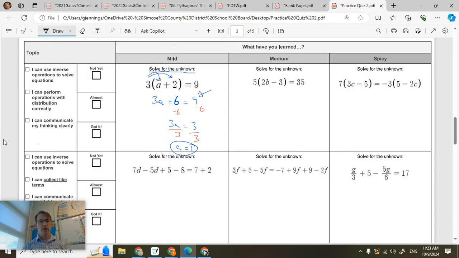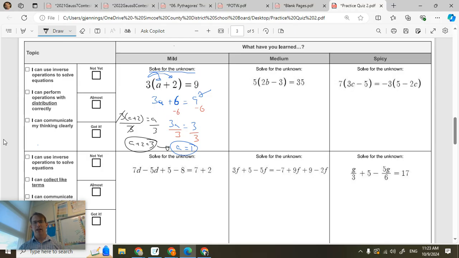Here is a cool thing we could have done. We could have had 3 multiplied by A plus 2 equals 9. And then we divide both sides by 3, and we undo this multiplication. And then you get A plus 2 equals 3. And that would still solve to A equals 1. Different ways.